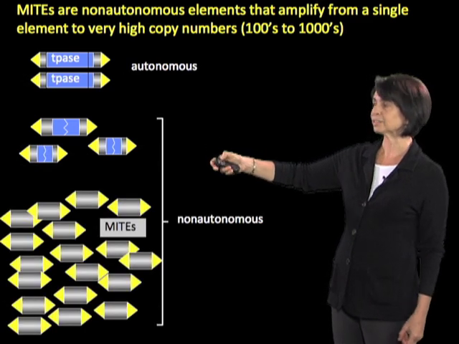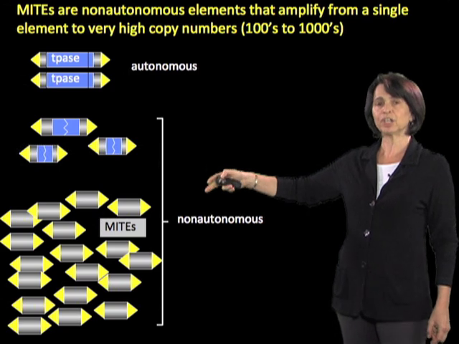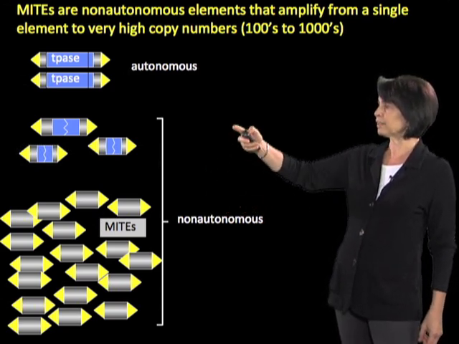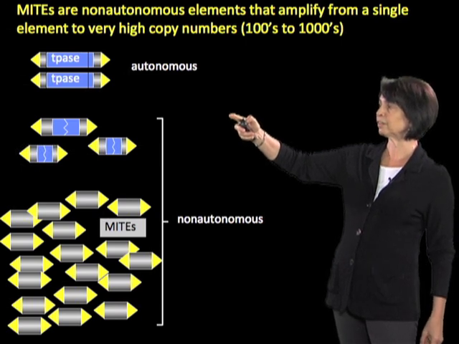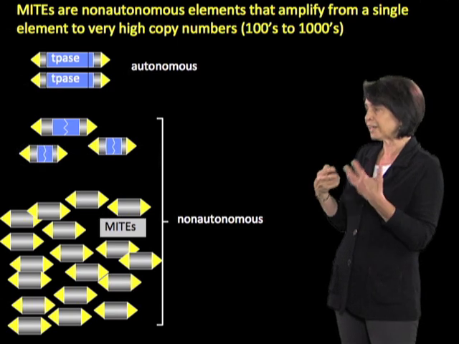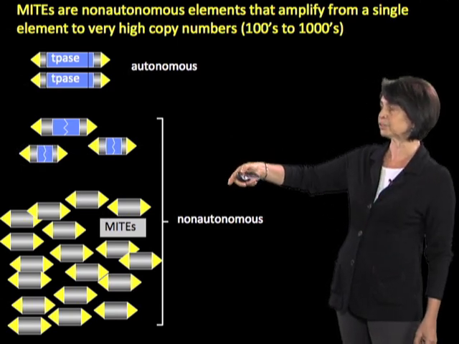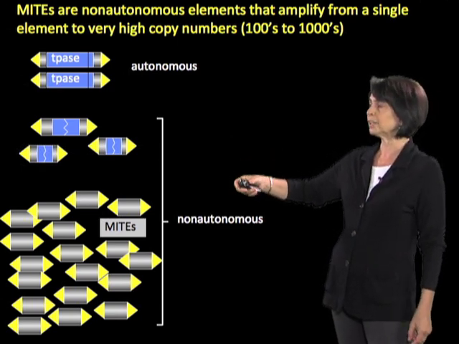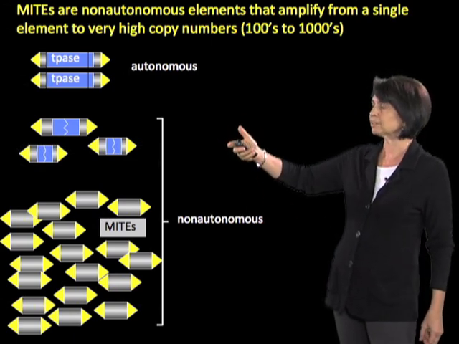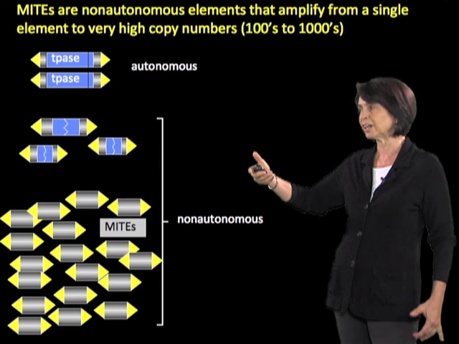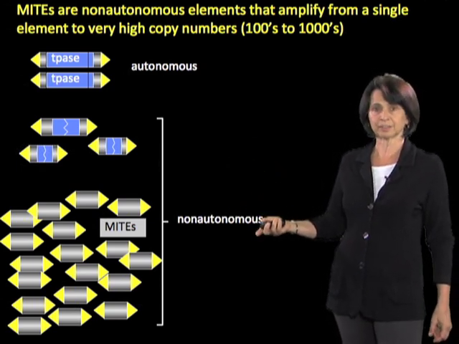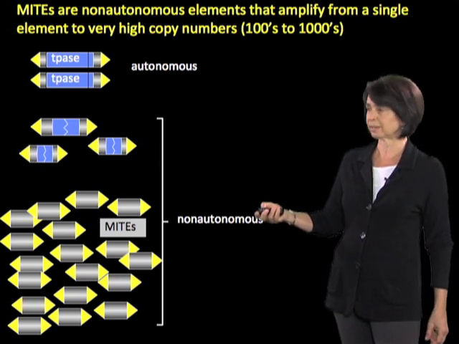Mites are non-autonomous elements, okay? But they have no coding capacity. So in this case, I've shown them, they look like they're a deletion derivative of the autonomous element, but have none of the coding sequence of the transposase. That's one possibility. The other thing, first of all, mites are very, very small, very short, and they can attain very high copy numbers. So whereas most non-autonomous elements in the genome, there may be 5 or 10 of them, maybe up to 50, there could be thousands of mites, okay? I'm going to talk more about that in a bit.